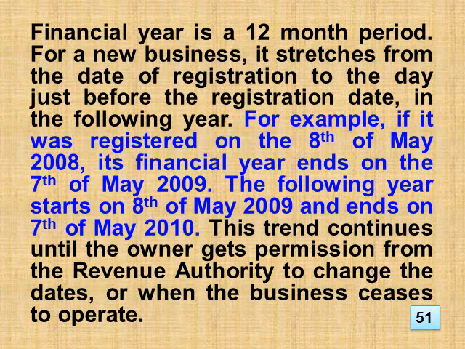Financial year is a 12-month period. For a new business, it stretches from the date of registration to the day just before the registration date in the following year. For example, if it was registered on the 8th of May 2008, its financial year ends on the 7th of May 2009. The following year starts on 8th of May 2009 and ends on 7th of May 2010. This trend continues until the owner gets permission from the Revenue Authority to change the dates, or when the business ceases to operate.